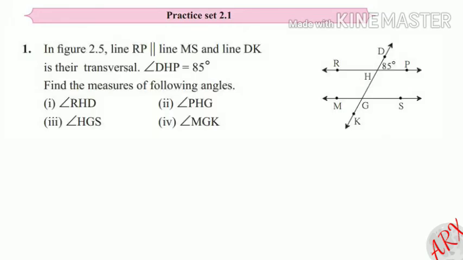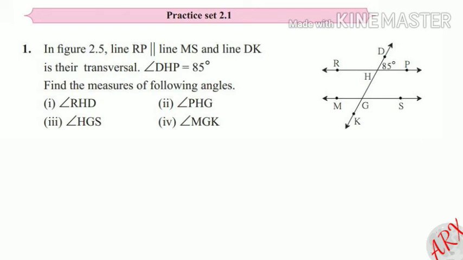Now we will move on to practice set 2.1. Question number 1. In the figure, line RP parallel to line MS and line DK is their transversal. Angle DHP equal to 85 degrees. Then find the measures of the following angles.